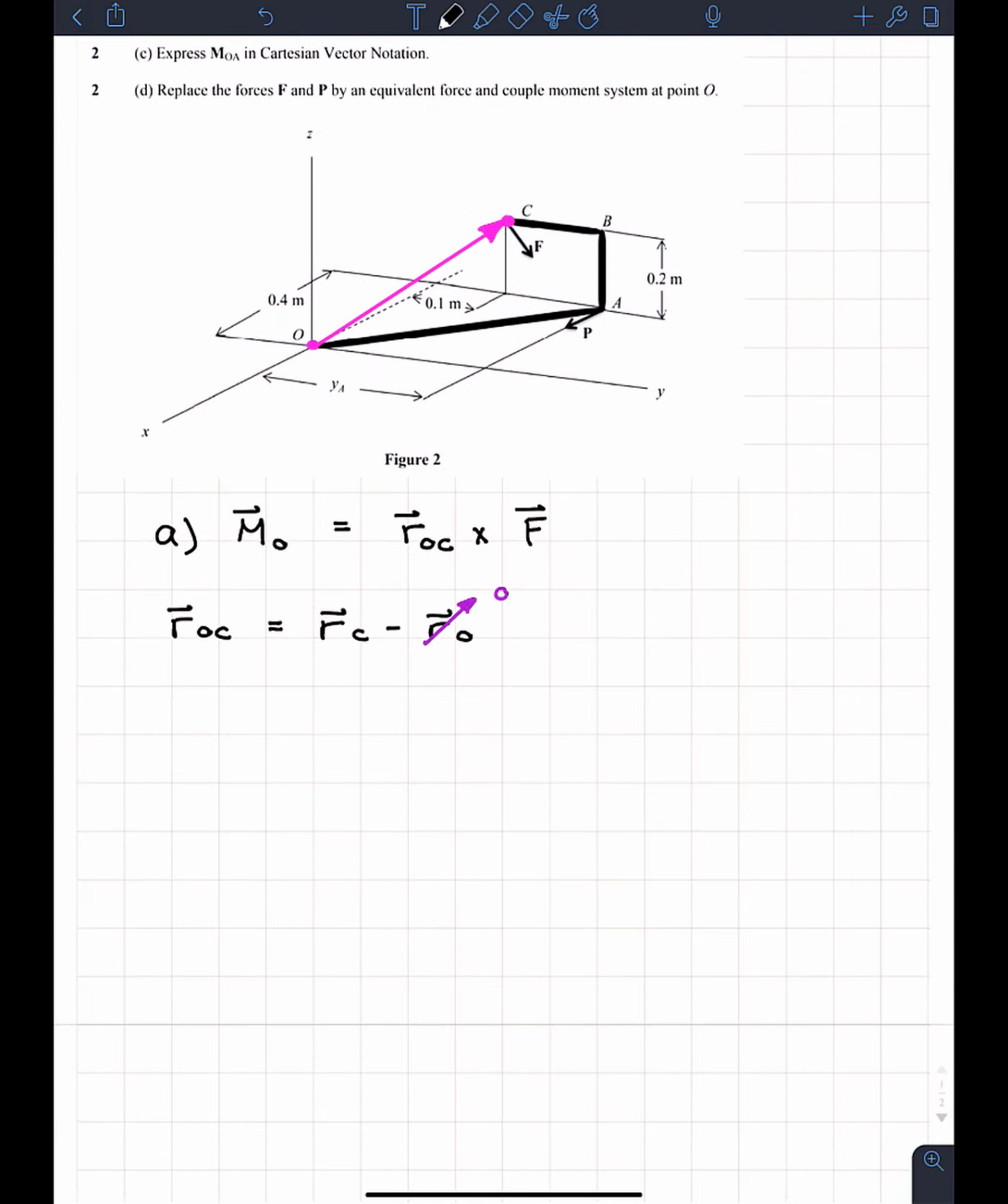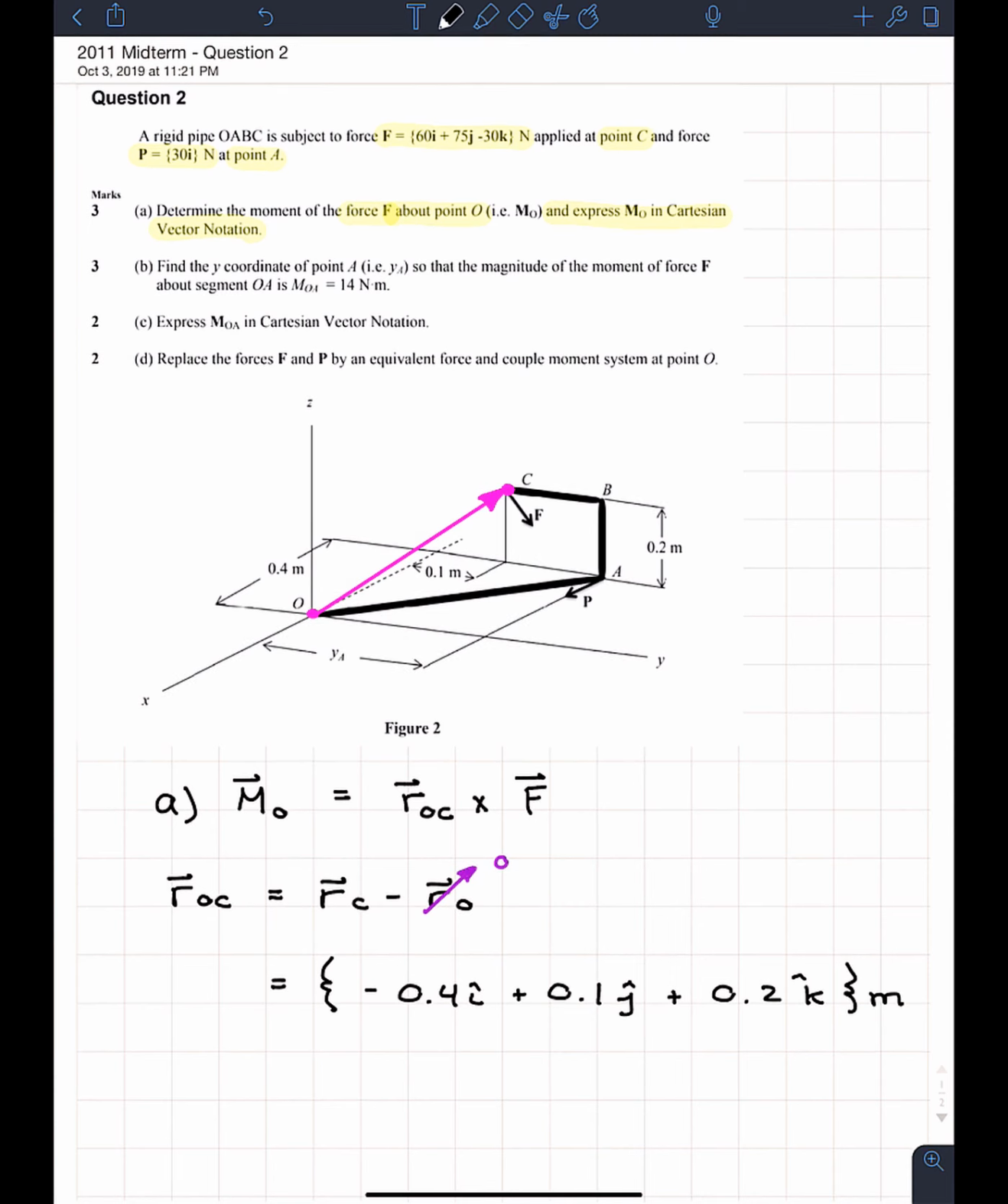So if we were to put that into a vector right now, if we look at the x component, we're going to get negative 0.4i plus 0.1j, and then finally plus 0.2 in the k direction. And this is a position vector, so we'll have units of length, and in this case, we're dealing with meters. Alrighty, so we have our position vector in Cartesian vector notation.